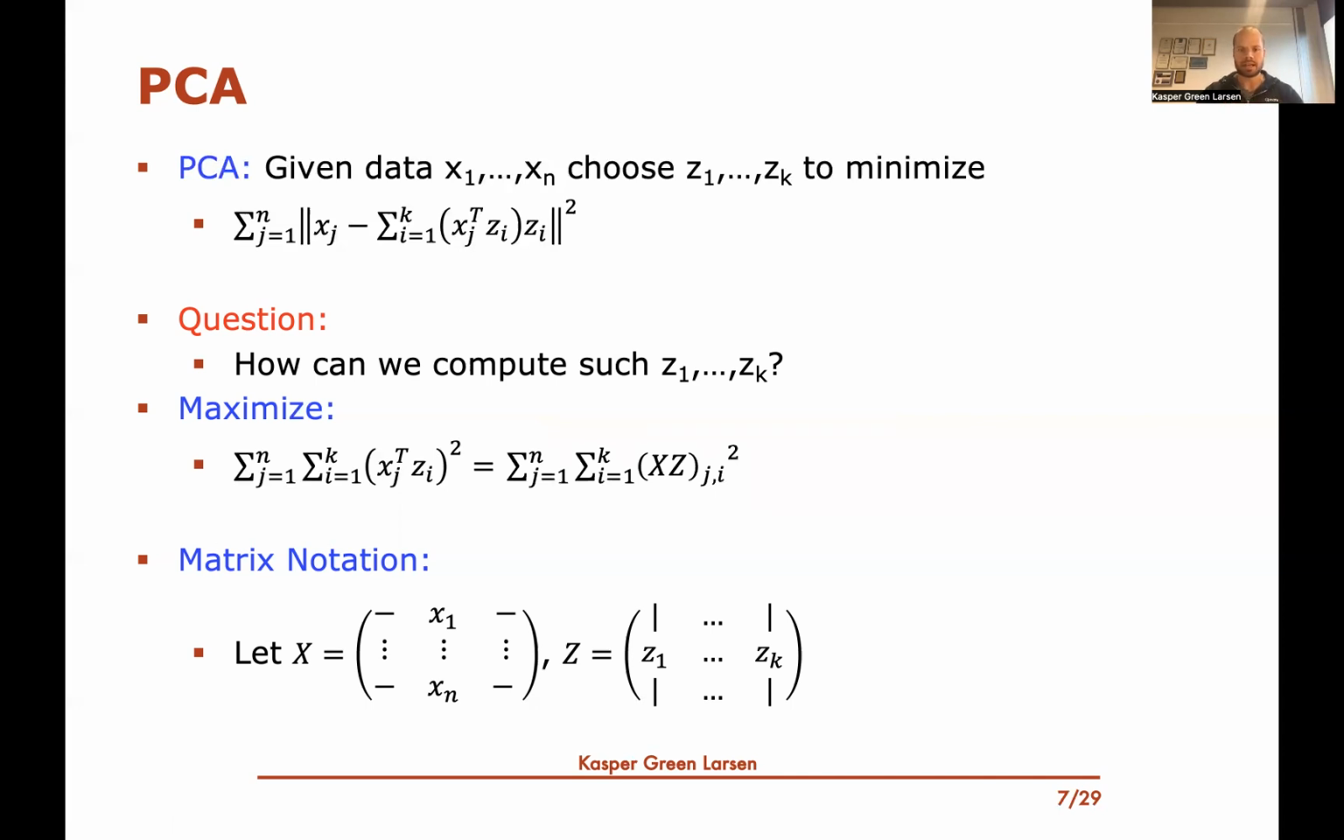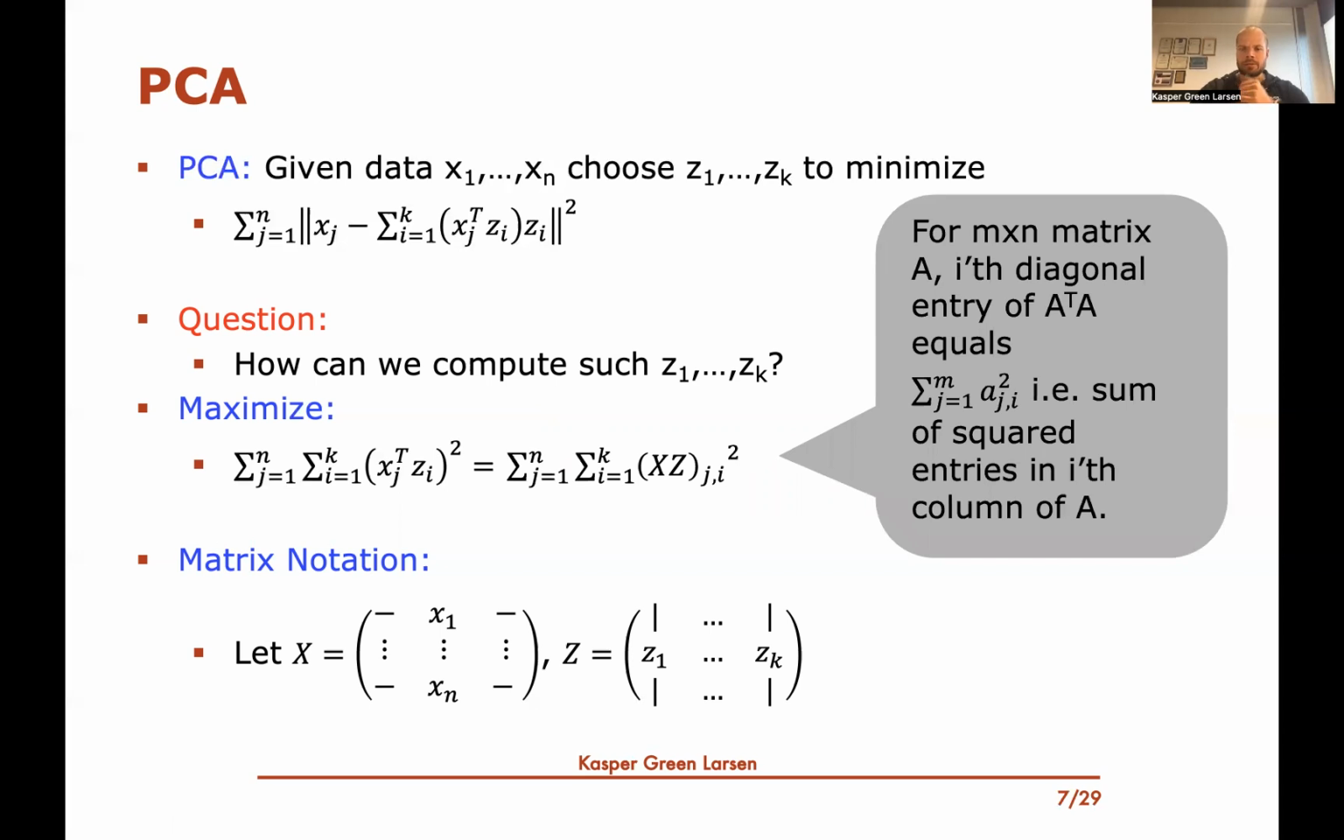So this is the Z we have to choose: the one that has unit length orthogonal columns, where this sum over all the entries of XZ squared is maximized. Now, if we look at a matrix and the sum of the squared entries of that matrix, there is in fact another way of writing this double sum of all the squared entries.